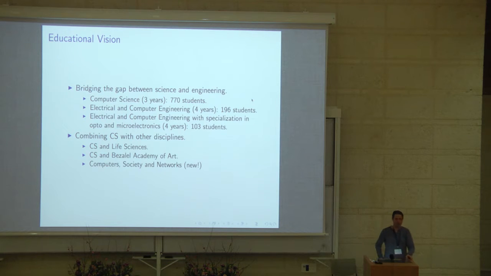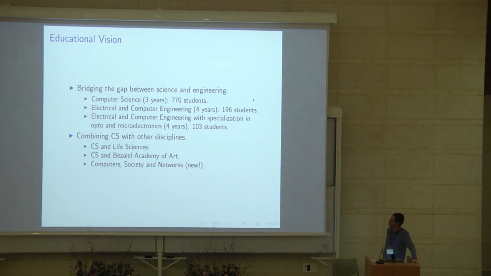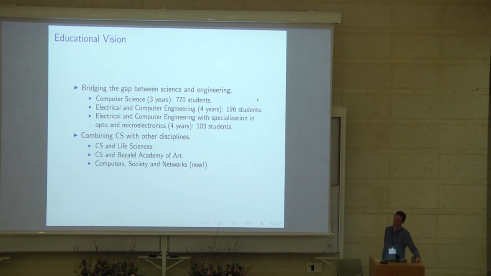Just a few words about our educational vision, what makes us different from the other computer science and engineering programs around Israel and maybe around the world. One major thing is that, unlike all other universities in Israel, we're interested in bridging the gap between science and engineering. If you go to Technion, Tel Aviv, and obviously Weizmann, you won't see computer science and electrical engineering in the same building. Specifically in Weizmann, you won't even find them on campus. And so a major vision that we have is that the computer scientists and the electrical engineers are part of the same group. And in our teaching, this is because we offer a three-year program in computer science, which currently has 770 students.